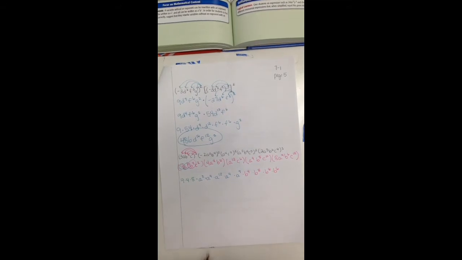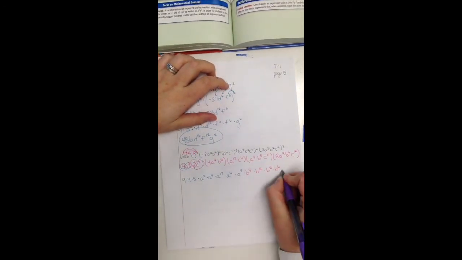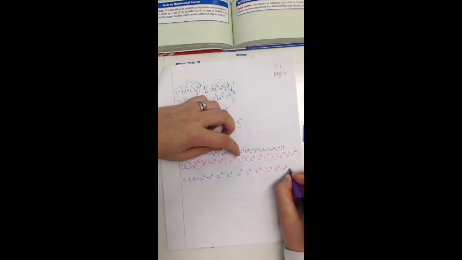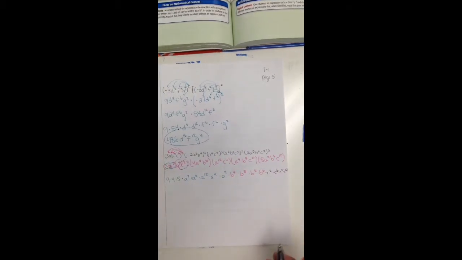And if I can find another color really quickly, I'll do c in another color as well. Just one second. I'm going to do all of the c's in purple. So I have times c squared times c to the 6th times c to the 10th times c to the 12th. Okay? Now, that's a lot, but we're going to start combining them now.